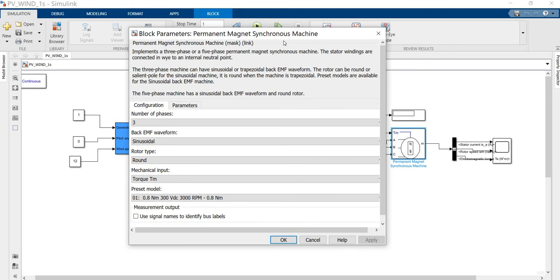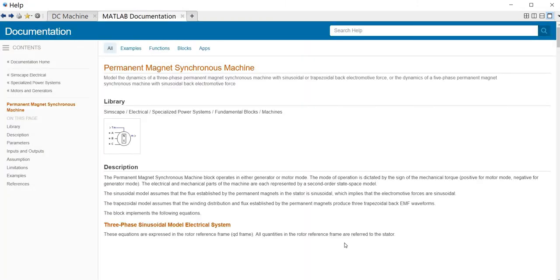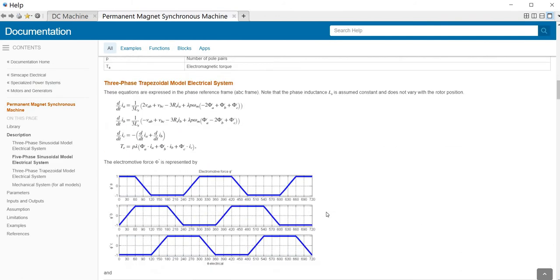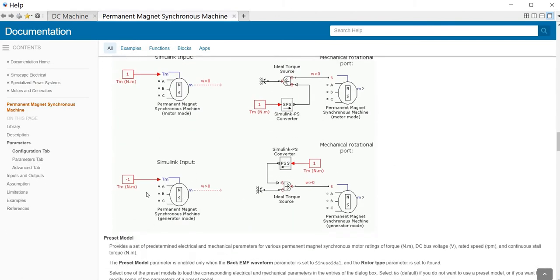This is the PMSG, the permanent magnet machine. If we give a negative torque, the machine will act as a generator. This is clearly explained in the help, if you click on help. If you give the negative torque, the machine will act in generator mode. So we are going to work based on this mode of operation.